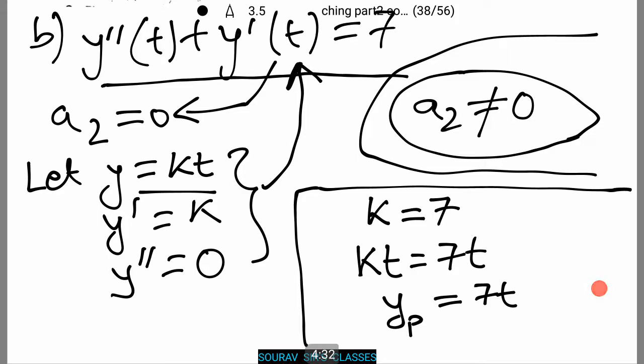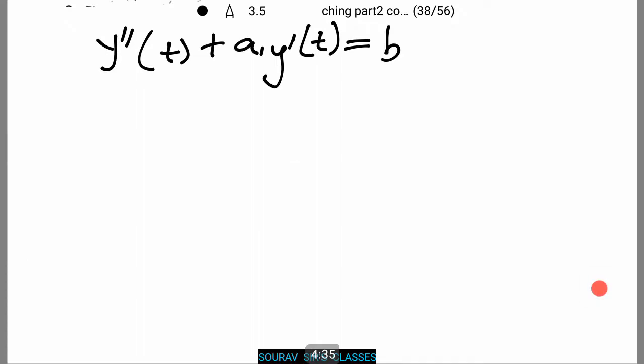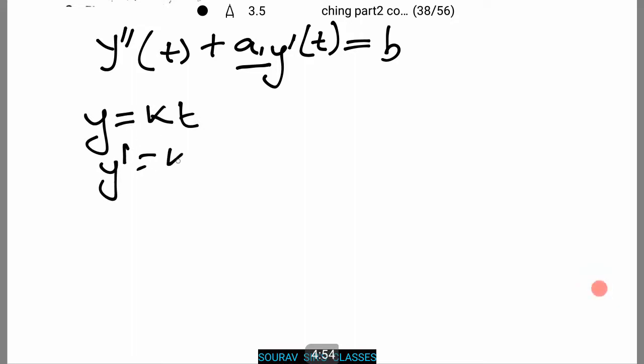I'll show you a generalized form of how to do this. I have taken a generalized equation for your ease. In the last question we did not have a constant a1, thus we only obtained k equals 7. Now what to do in this case? Similarly, let y equal kt, therefore y dash equals k and y double dash equals 0.